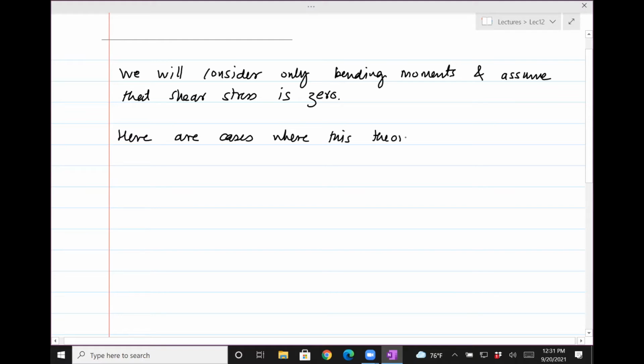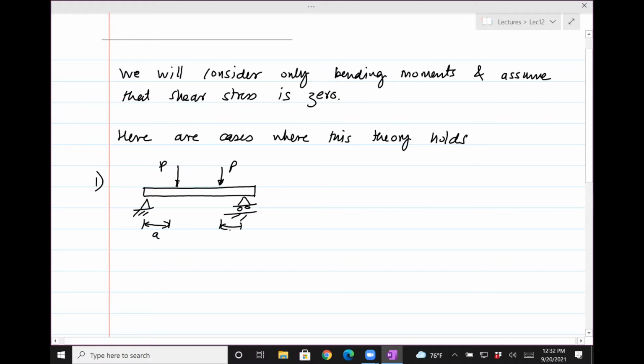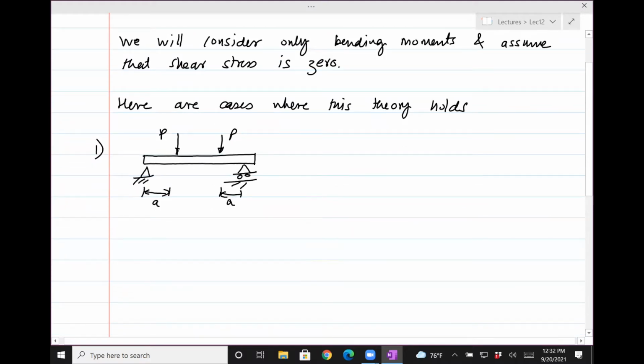Okay, these are just some of the examples, and there are other ones too, but let's take these three. So one of them is if you have a specimen or a beam which is loaded in this fashion, P, and these forces are symmetric. This is actually known as a 4-point bending specimen.